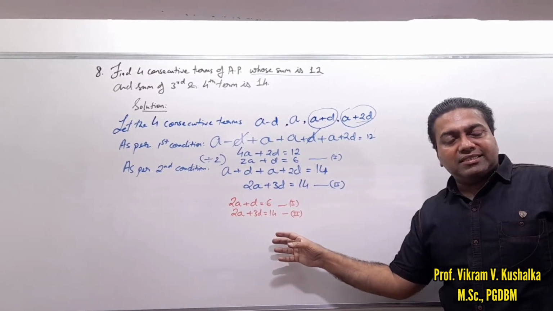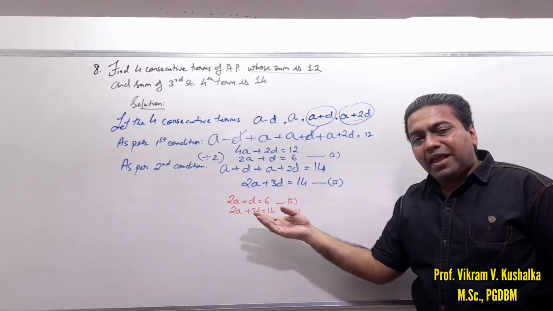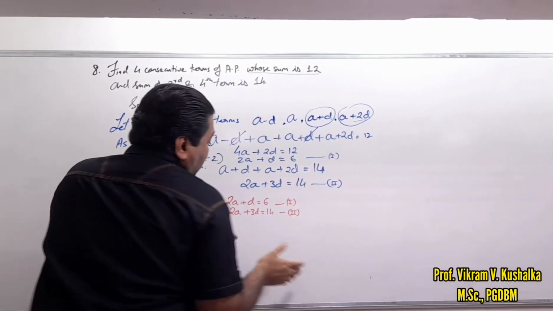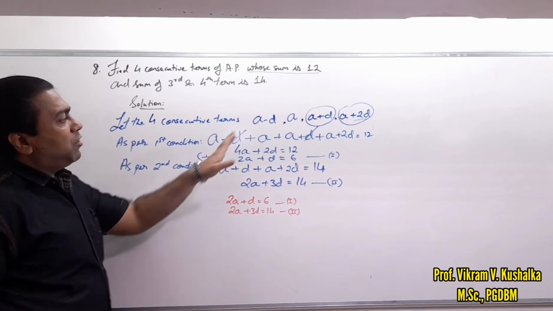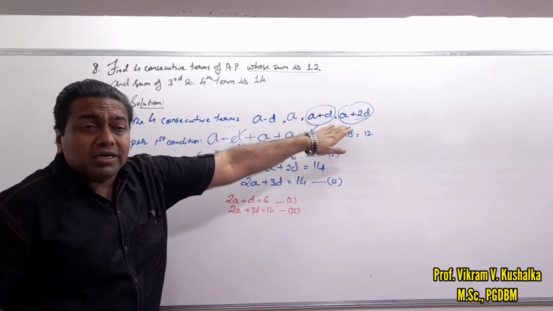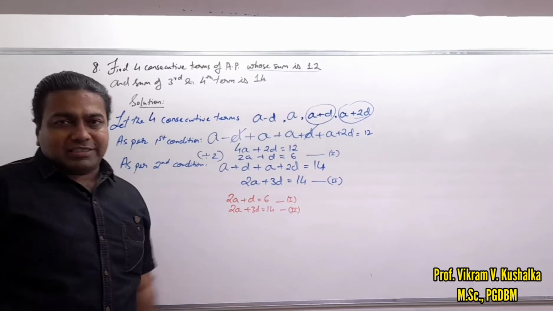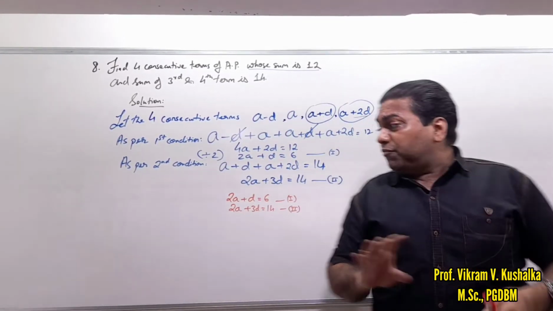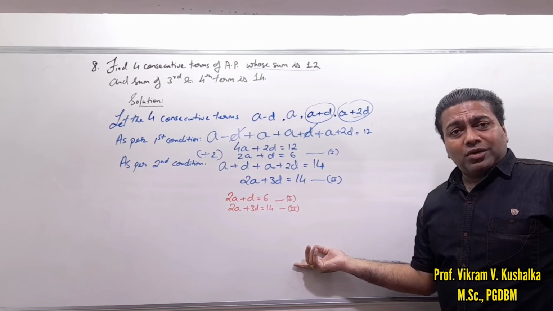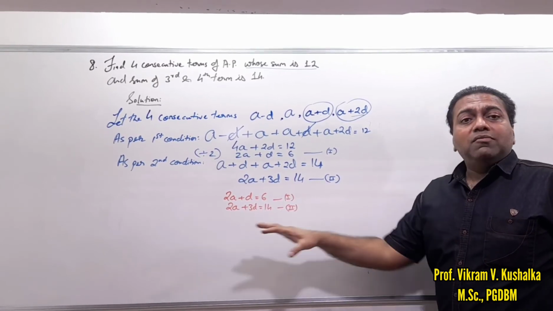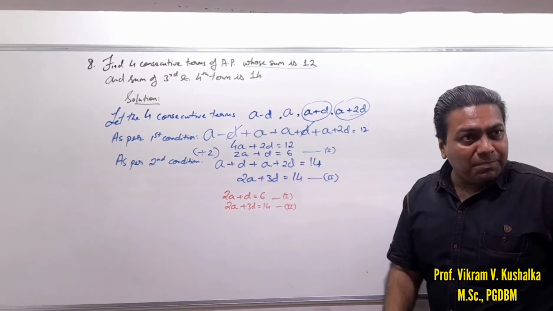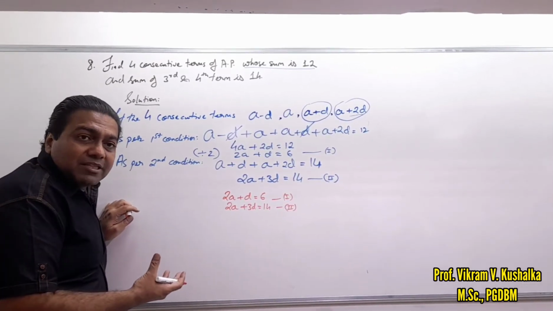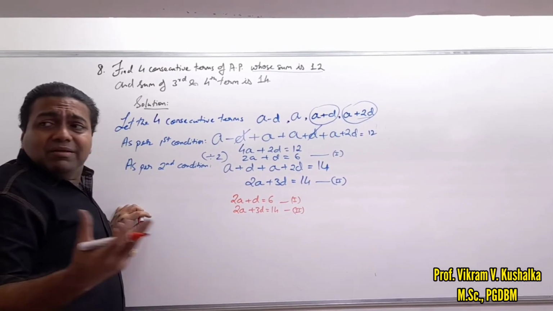Solving this simultaneous equation, we will get the value of a and d. Once we get the value of a and d, your duty is to just substitute the value of a and d in these 4 terms to find out your 4 consecutive terms. That's how simple it is. I hope you've understood how we are supposed to do this question. Now let us try to solve the simultaneous equation part. Now we will try the elimination method only for simultaneous equation, because elimination method is simple.